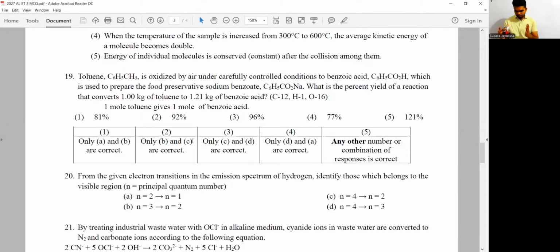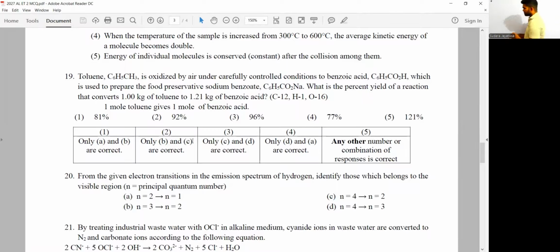The sodium benzoate formula is also given, so don't worry about the names. Because you haven't done organic yet, just stay with the formulas. What should the percentage yield be? Find the percentage yield of the reaction that converts 1 kilogram of toluene to 1.21 kilograms of benzoic acid.